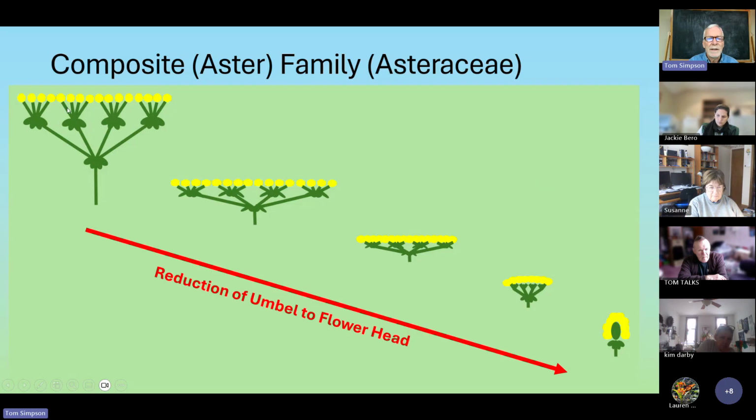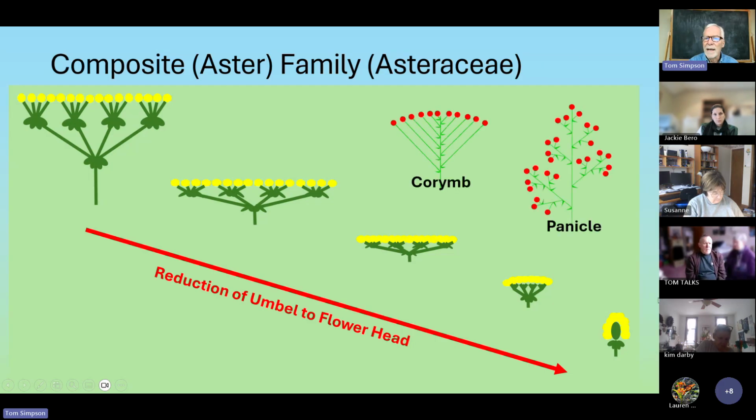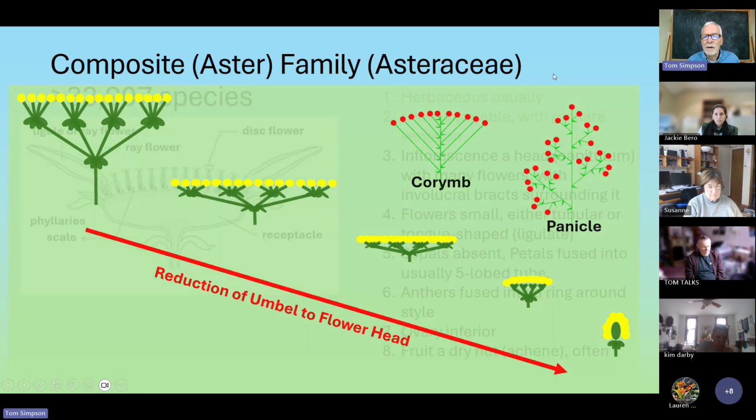Again, you can see how in the evolution of a flower head, you go from separate flowers by reducing all of these little pedicels, getting shorter and shorter and shorter, you eventually arrive at a head. So here is the corymb. This is probably the simple structure that in the aster family would have been reduced and produced this head-like structure that we find in the composite flower head today.